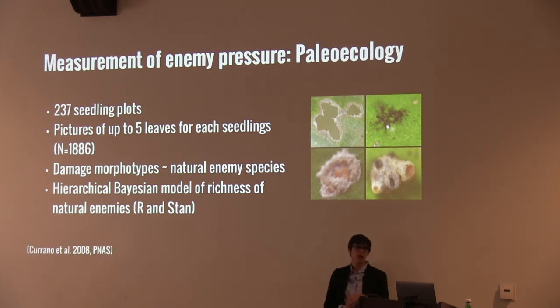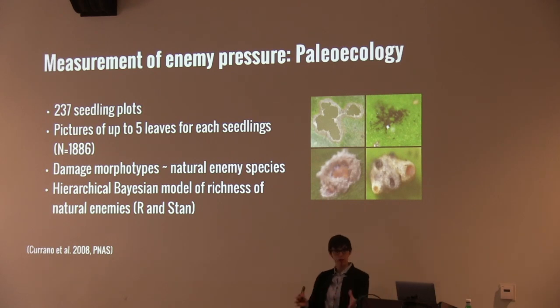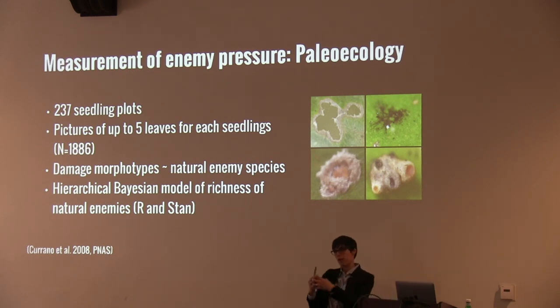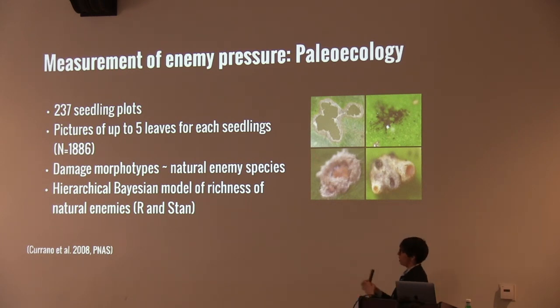One way I found was that you can borrow a paleoecology technique. They have a lot of fossil leaves, but they don't have the fossils of the enemy. So what they do is use morphotypes, the shape of the damage that they observe, as a proxy for species of enemies.